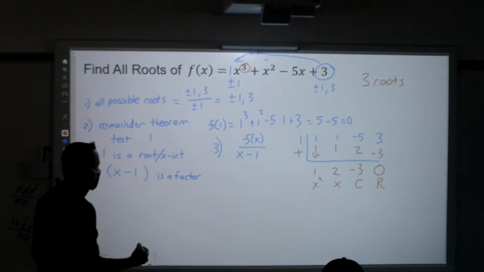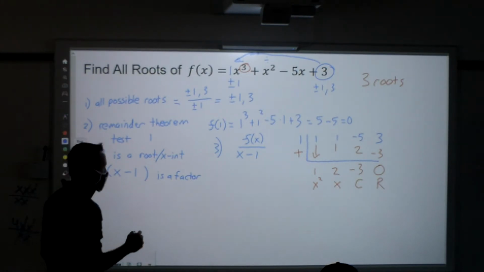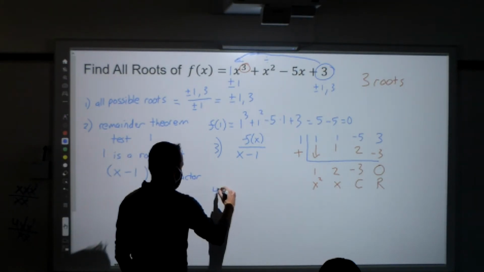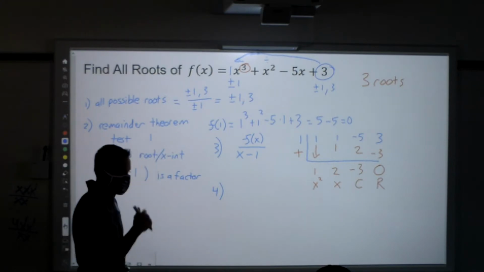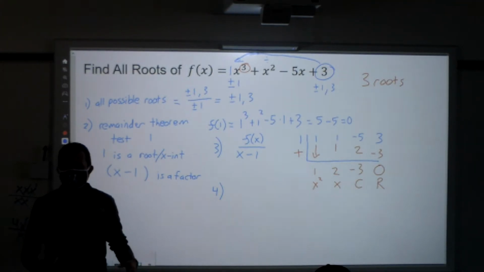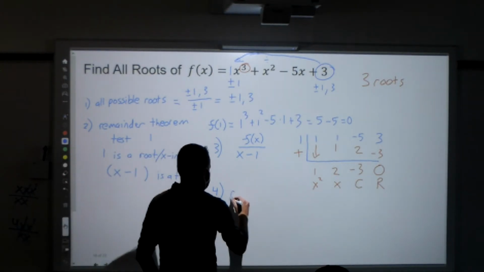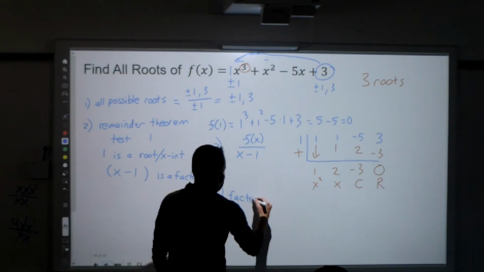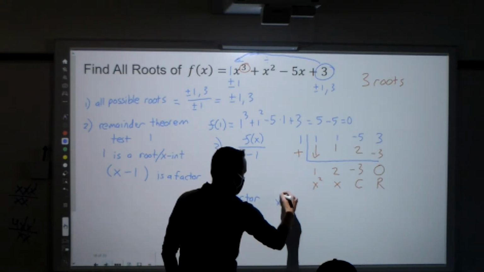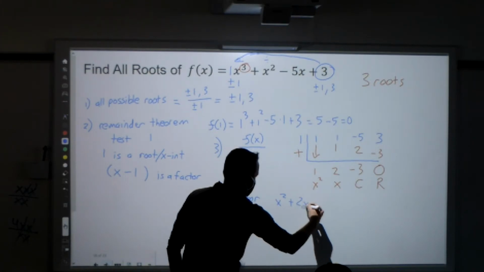So now that I've done synthetic division, we go to our last step, which is step 4. What are we going to do? We're going to factor. Well, let's write this out first. This is 1x squared plus 2x minus 3.